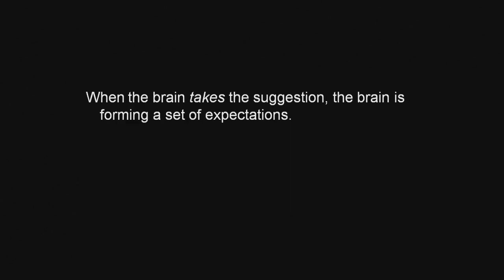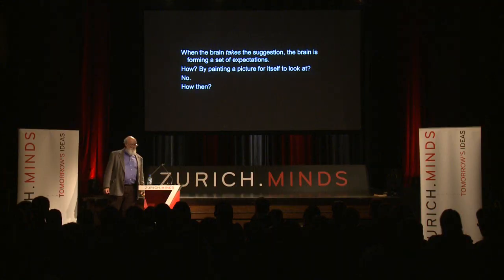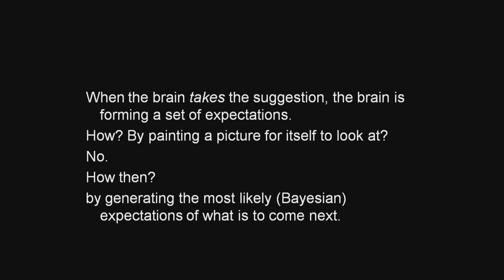When the brain takes a suggestion, the brain is forming a lot of expectations. Well, how? By painting a little picture in the head for it to look at? No. It's just forming the expectations. How then does it do that? By generating the most likely continuations, the most likely expectations of what would happen next if I moved forward. And as I ran forward, I shrieked because my expectations were violated. They weren't confirmed. The expectations set up by seeing the painting had been violated.